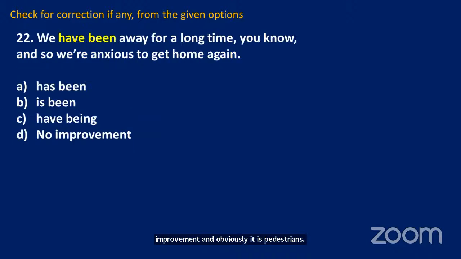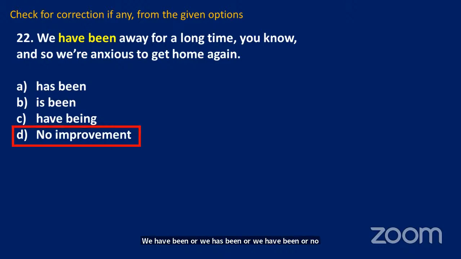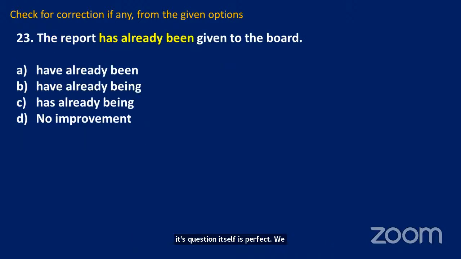See the next question. We have been away for a long time, and so we are anxious to get home again. We have been, or we has been, or we is been, or we have been, or no improvement? I think no improvement is required because this question itself is perfect. We have been. All right, see the next question.